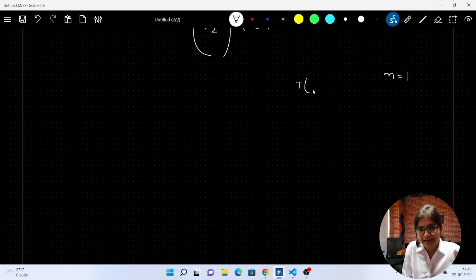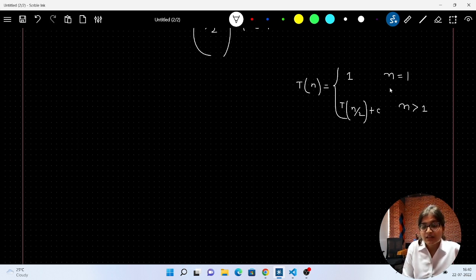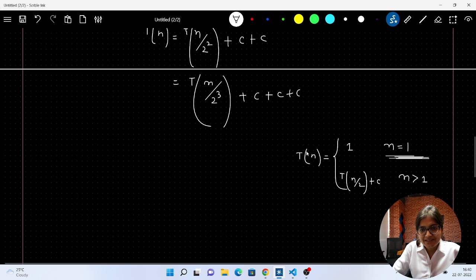At that point of time, my time complexity will be equal to a constant, 1, I can say. But when the value of n is greater than 1, the recurrence relation will be T(n/2) plus c. It means that I have to somehow reach the value n equals 1 so that I can place the value of T(n) as equal to 1.